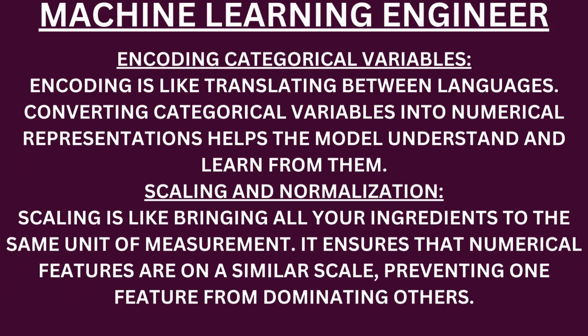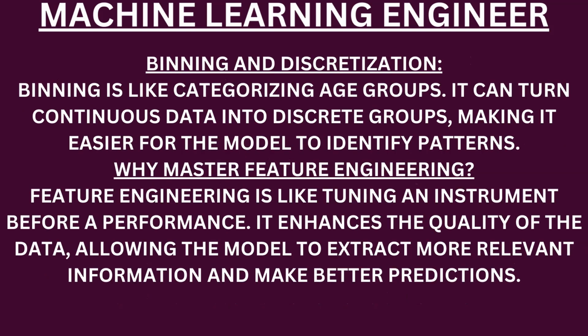Encoding is like translating between languages, converting categorical variables into numerical representations helps the model understand and learn from them. Scaling and normalization. Scaling is like bringing all your ingredients to the same unit of measurement. It ensures that numerical features are on a similar scale, preventing one feature from dominating others. Binning and discretization. Binning is like categorizing age groups. It can turn continuous data into discrete groups, making it easier for the model to identify patterns.